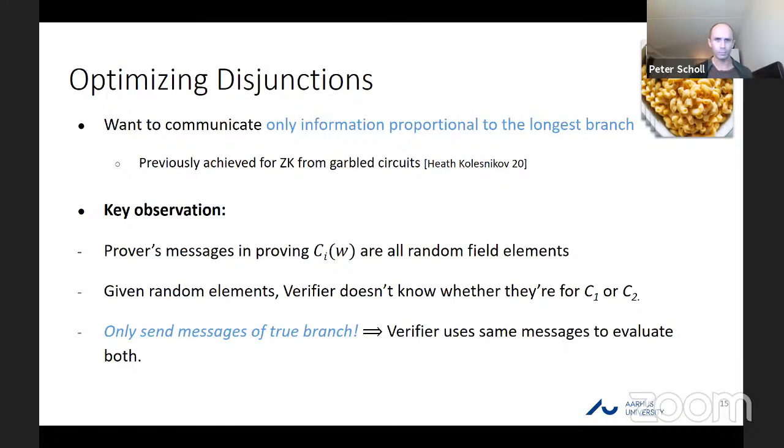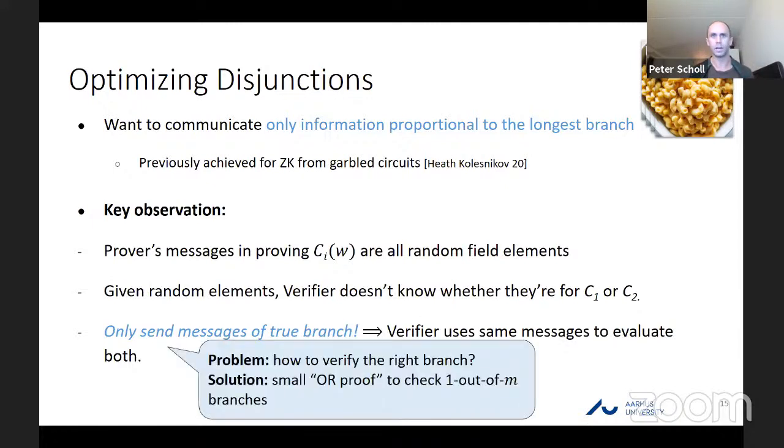Now, there becomes a slight problem here when you actually get to the end of the branches, because then at some point you do have to verify something. So the question is, how do you verify this obliviously without revealing which branch has been chosen? And here we tag on a small CDS style OR proof to actually check one out of the m branches in an oblivious way.